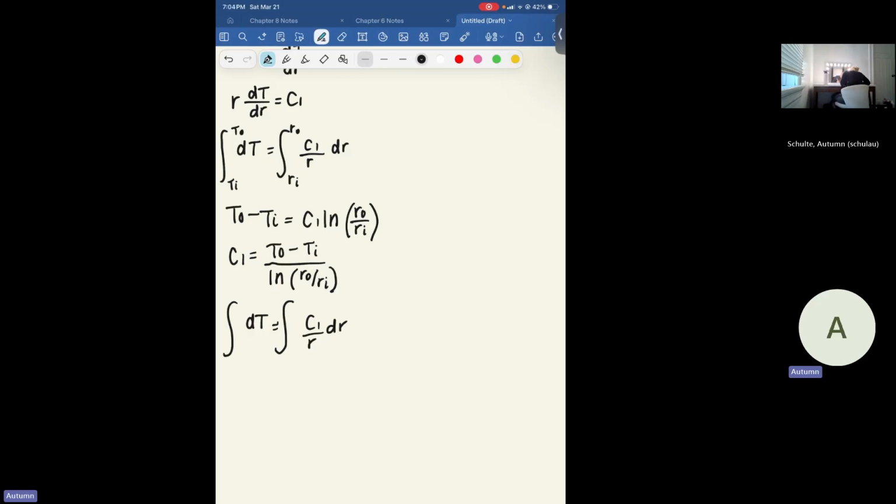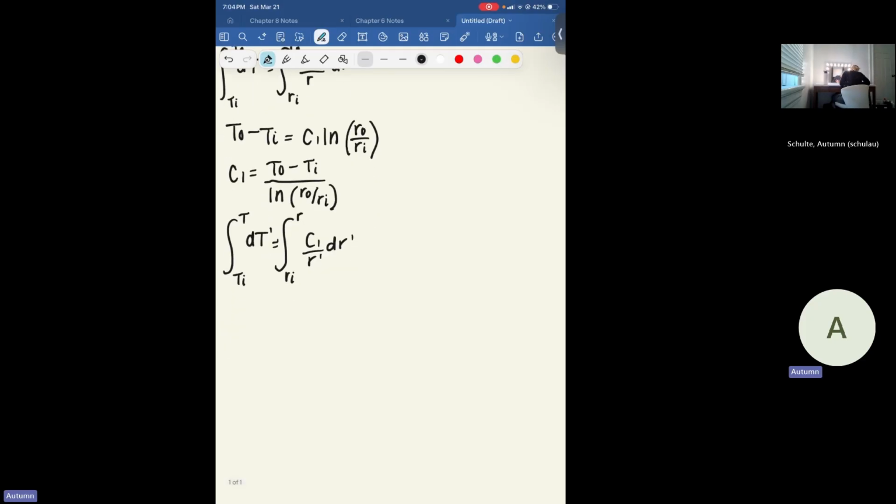except this time we're going to evaluate from some inner temperature and some inner radius to some radius and some temperature. And we're going to have to use dummy variables of integration so that we don't get this r confused with this r and this t confused with this t. So to do that, we're going to add in our dummy variable of integration, and now we can simply solve. So this becomes some temperature T minus the inner temperature is equal to C1, our constant, times the natural log of our radius at some point divided by our inner radius.